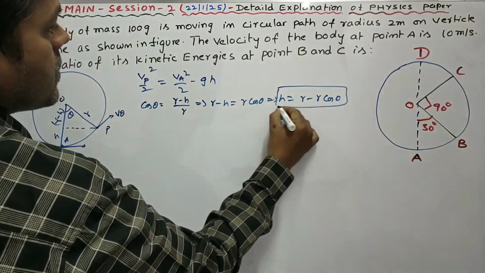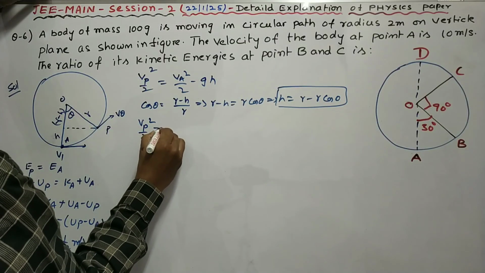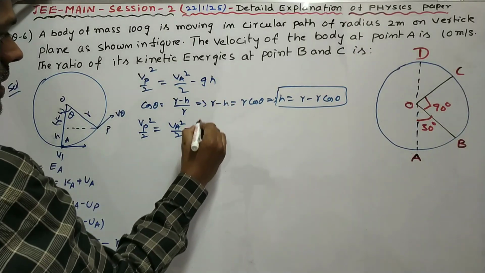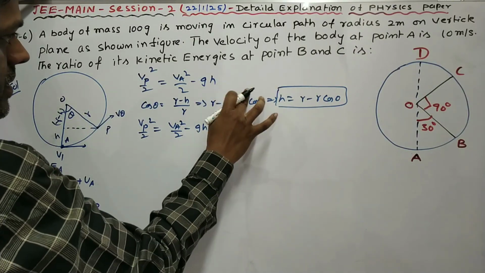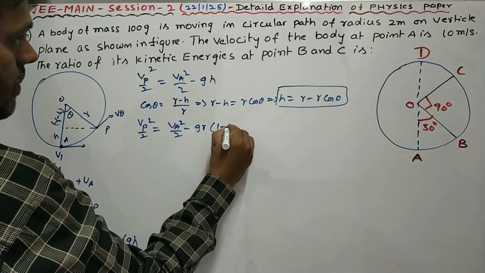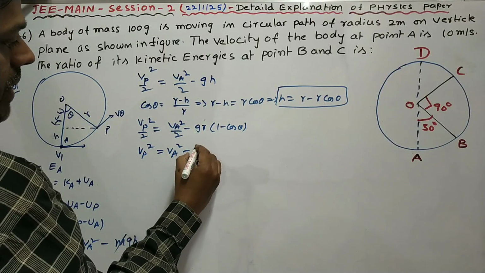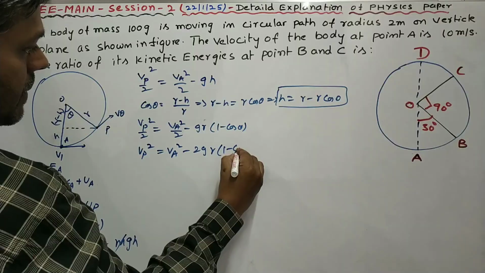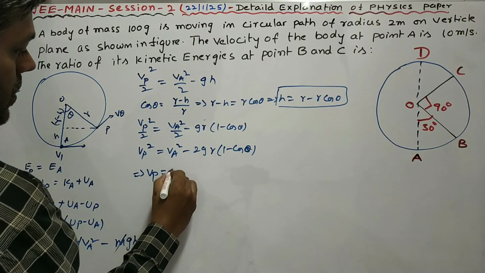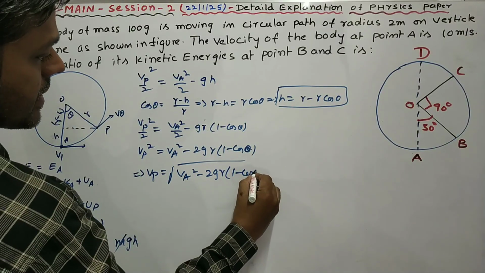This is the height. So total energy at point P, Vp square by 2 equal to Va square by 2 minus g into h. In place of h you can write that one. H is equal to what? You can take r common. R into 1 minus cos theta. So Vp square is equal to Va square minus 2gr into 1 minus cos theta. That implies Vp is equal to under root Va square minus 2gr into 1 minus cos theta.